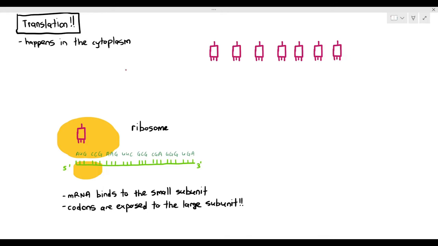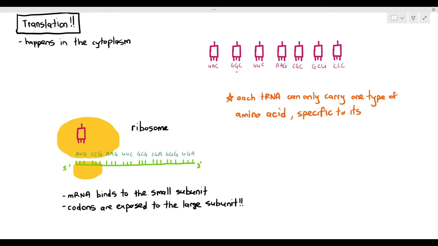There are a few things I want to talk about before we go into the detail of translation. I'm drawing out the tRNAs and I've highlighted green areas. The first tRNA at the top right has UAC. The second one has GGC, UUC, and so on. Those highlighted parts are called anticodons. Remember, mRNAs have codons, but tRNA has anticodons. That's the difference between the two. Each tRNA can only carry one type of amino acid specific to its anticodon.